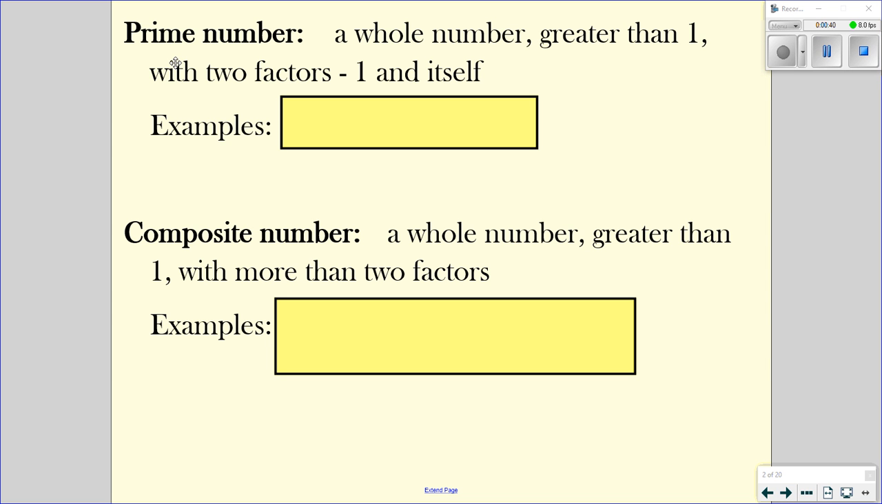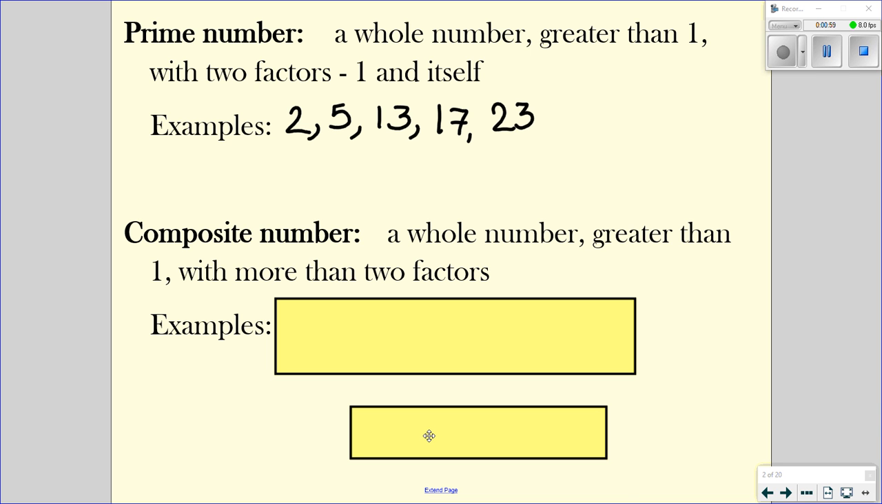All right, so when it comes to factorization, there's two terminologies that you need to be familiar with. They're prime numbers and composite numbers. A prime number is a whole number greater than 1 with two factors, which are 1 and itself. So examples of prime numbers are 2, 5, 13, 17, 23. When you break it down to its factors, the only ones you're going to get are 1 and itself.